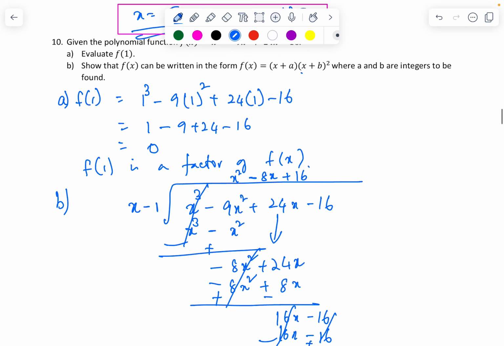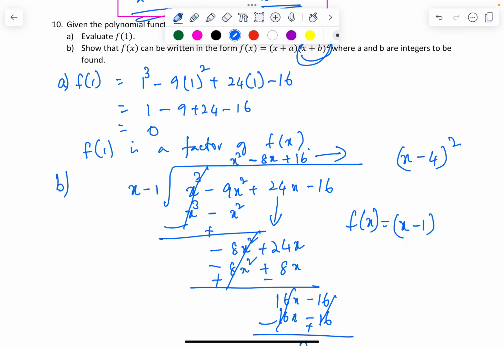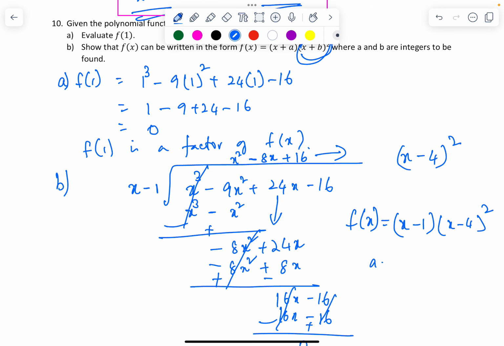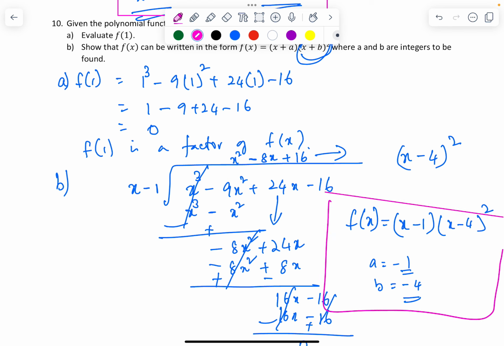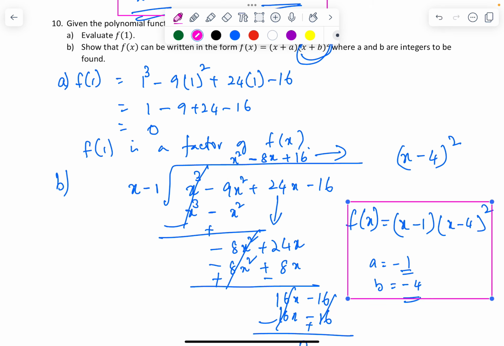But the question said we can write it in the x plus b whole squared form. So I can see that this can be written as x minus 4 whole squared. So f of x is equal to x minus 1 times x minus 4 whole squared. So a equal to negative 1, b equal to negative 4. So this is our answer.